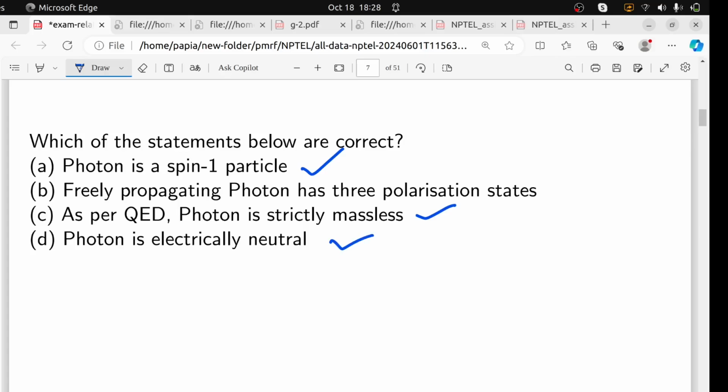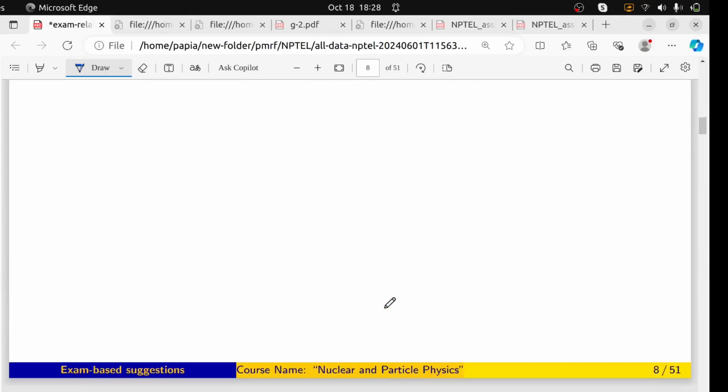Very good. So photon is a spin 1 particle. Then as per QED, photon is strictly massless. Obviously, photon is strictly massless. Photon is electrically neutral. That means A, C and D are exactly correct. But what about B? Freely propagating photon has 3 polarization states. That is not correct. It has 2 polarization states, 2 transverse polarization states. So A, C, D are the correct options.